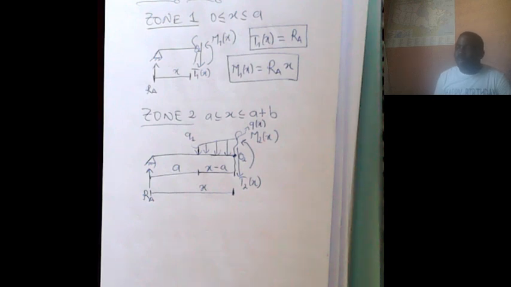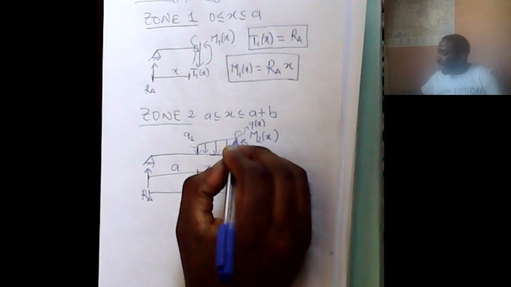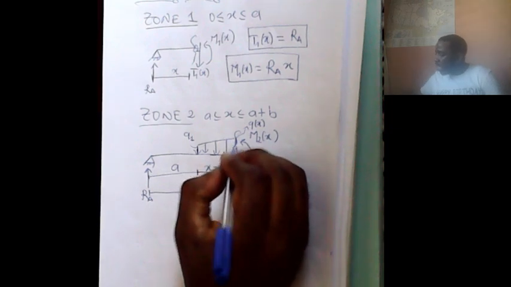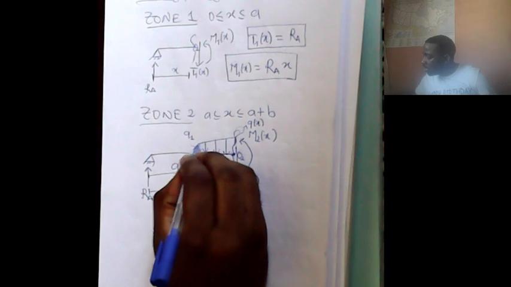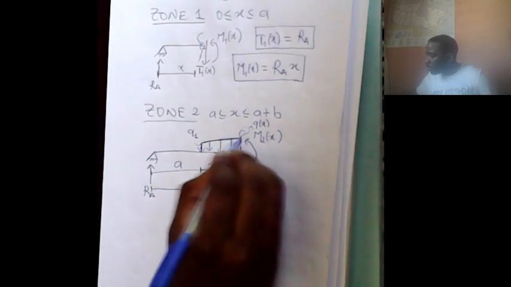We need to get the value of q of x to be able to continue. We need to get that equation. We need to get the corresponding height of the trapezoidal distributed load at any given point where we have cut. So for that, I'll use the equation of a straight line, okay? Because the distribution here is a straight line that goes up.